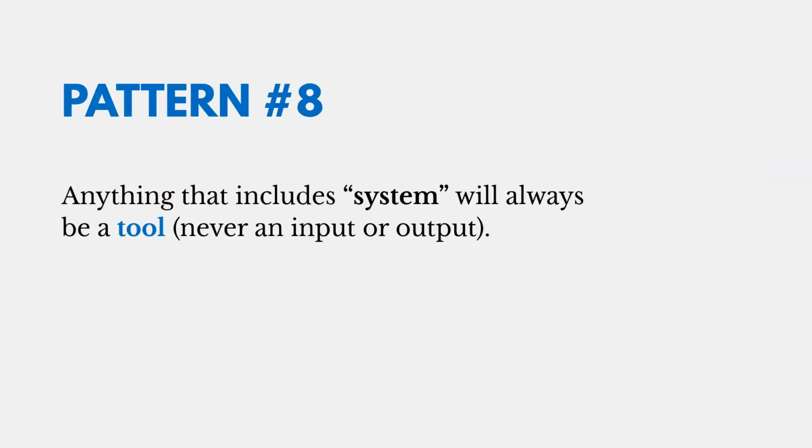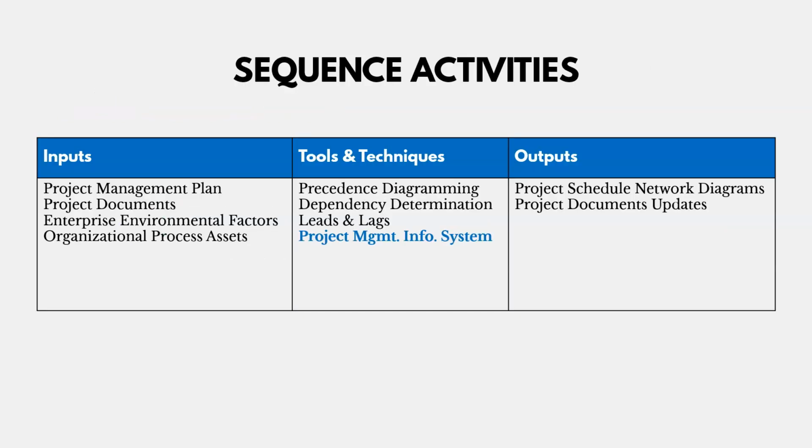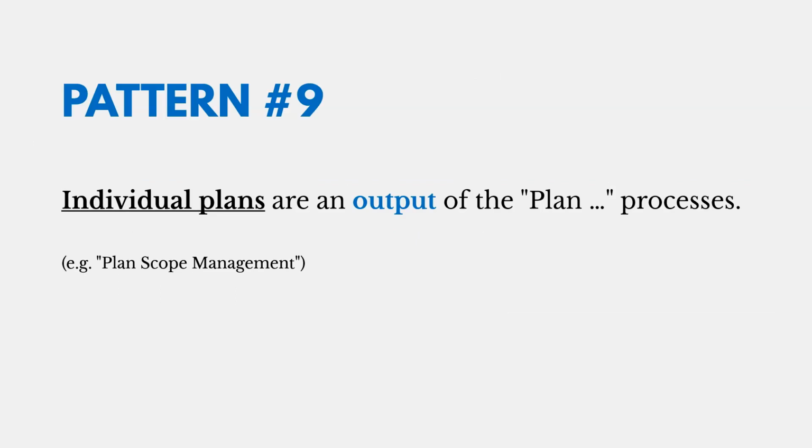Okay, here's the eighth pattern. Anything that includes system will always be a tool, never an input or an output. So here's an example of that. We've got sequence activities. We've got this thing called the Project Management Information System, going to be right in the middle there.